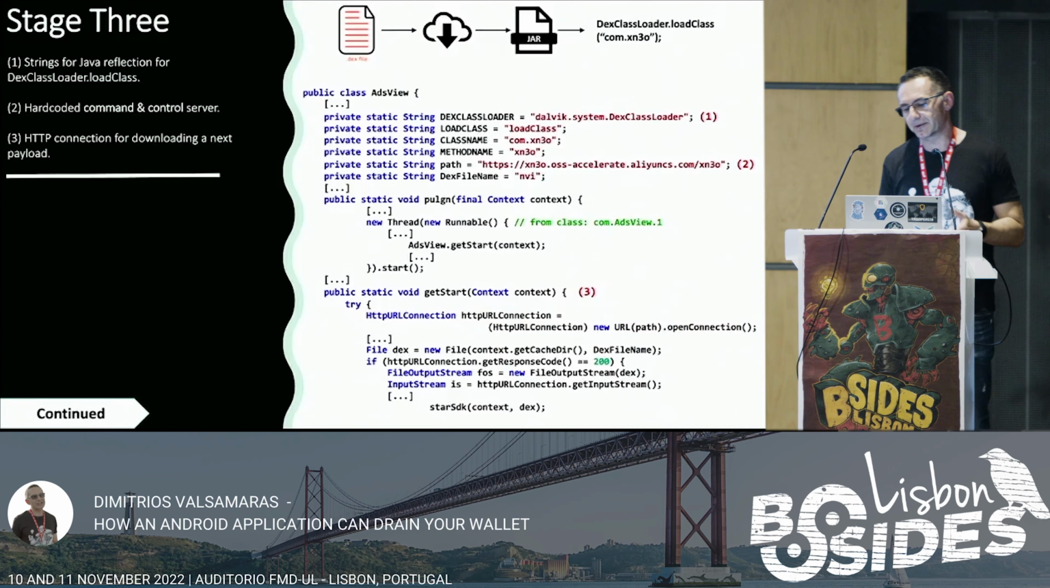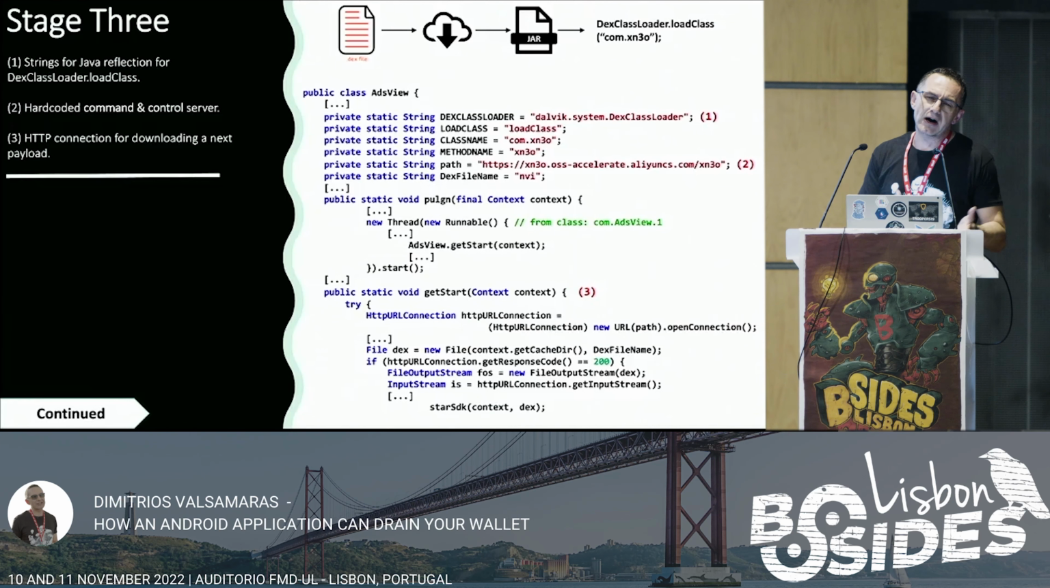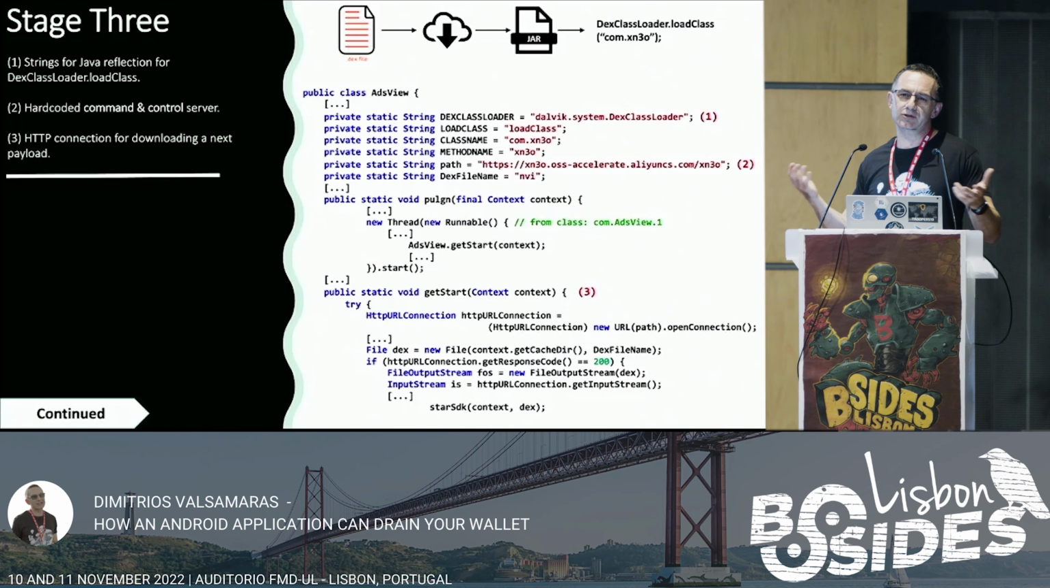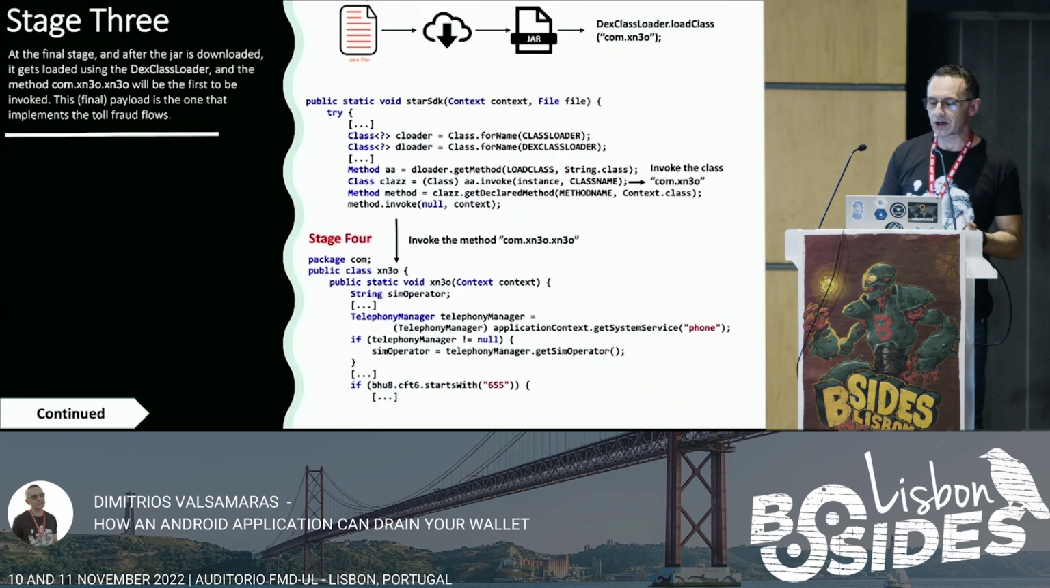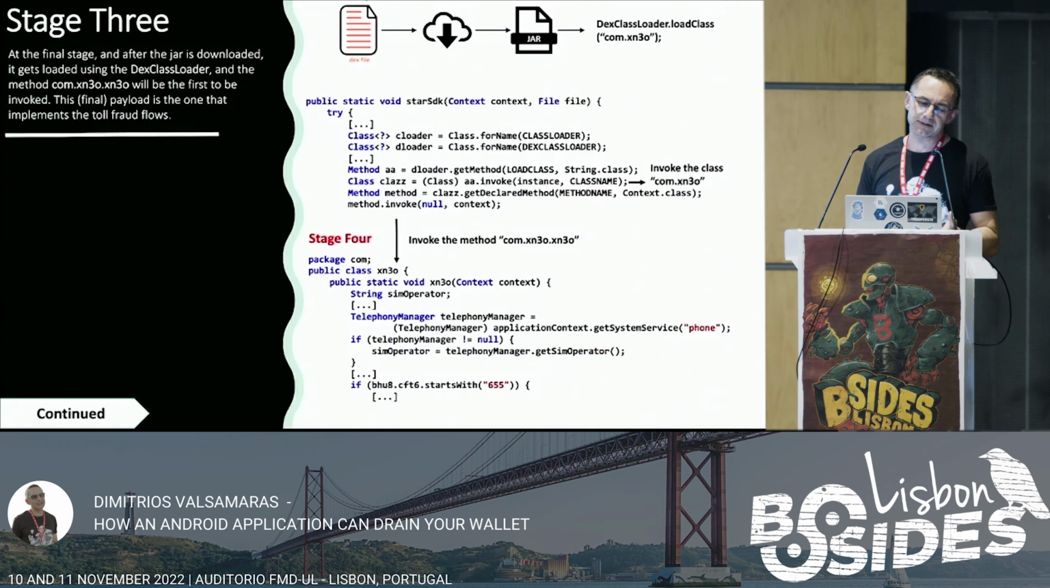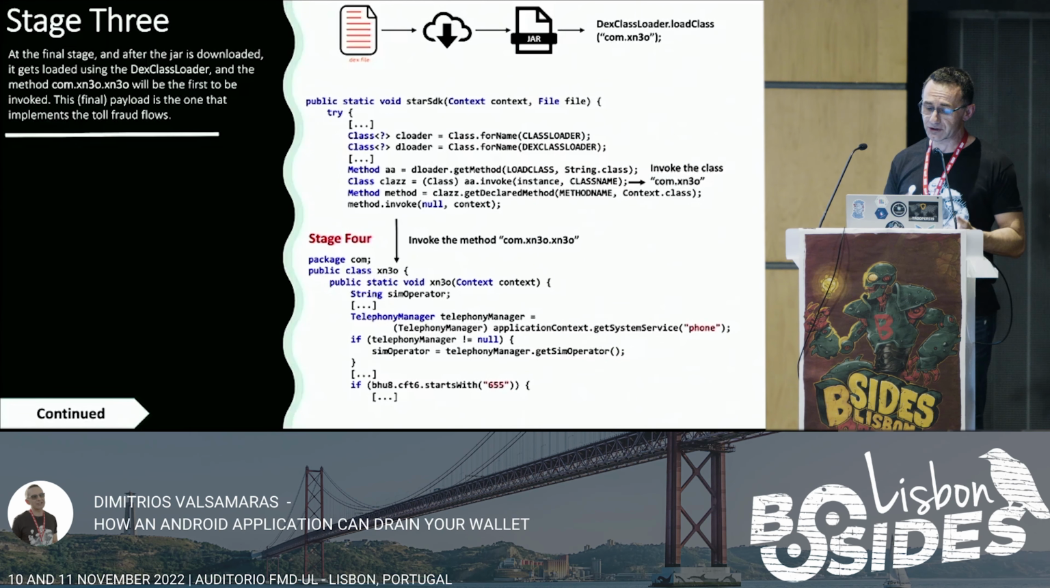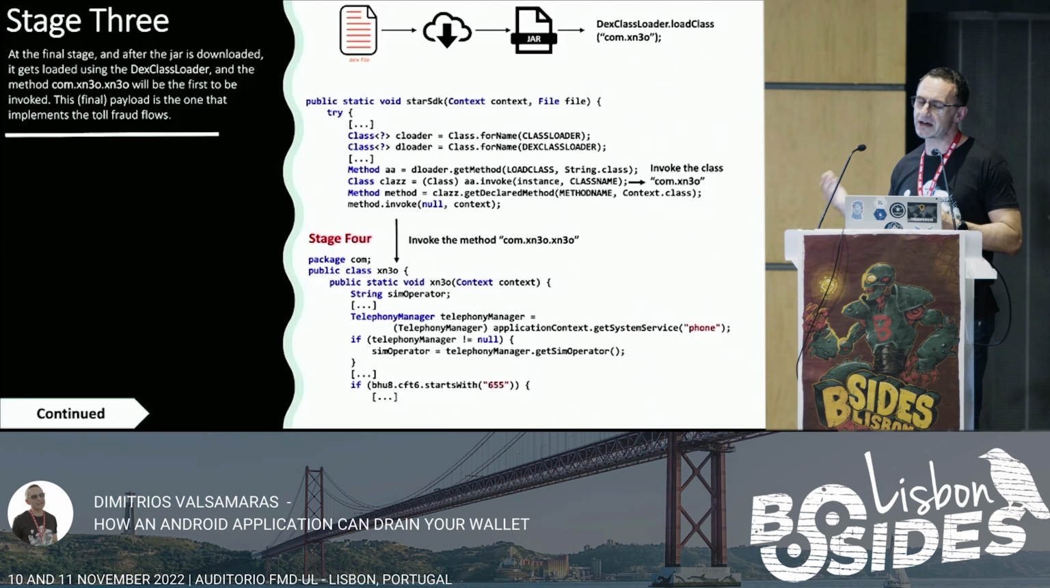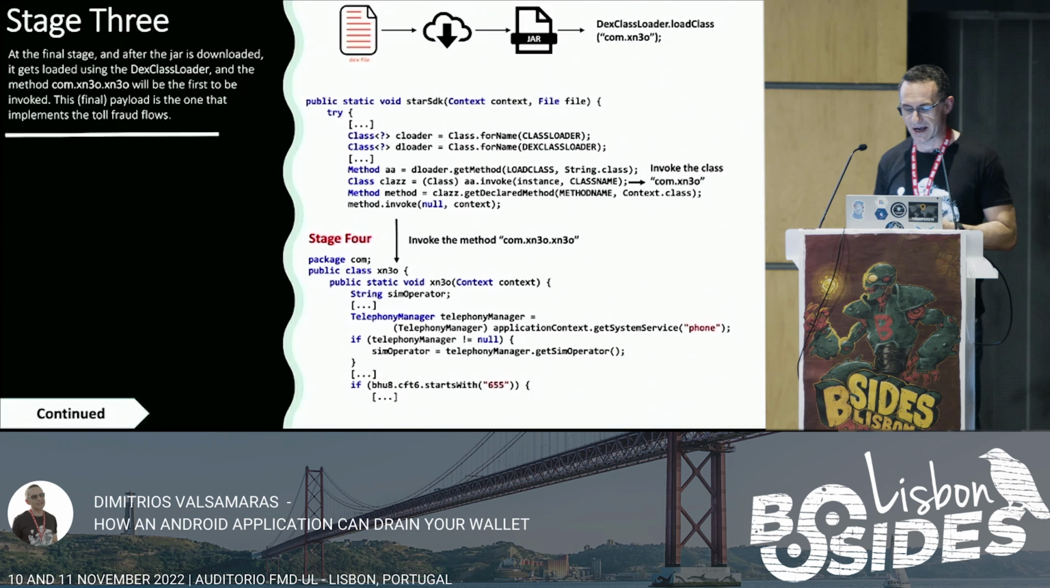And here we are in the DEX file now. Here we found the command and control server, which was hard-coded there. What this DEX will do, it's not much besides communicating with the command and control server and downloading another file. This file now is a jar file. This jar file is again loaded using the DEX class loader. When executed, it's going to perform the last step, which is to check the SIM operator. If the SIM operator starts with 655, then it's going to start the cycle that I talked to you about in the first few slides.